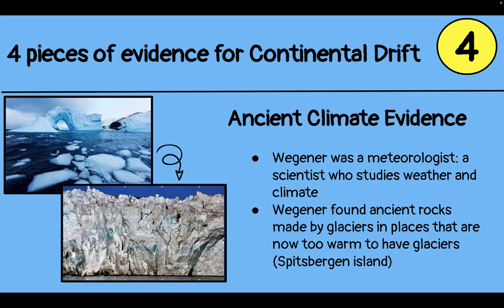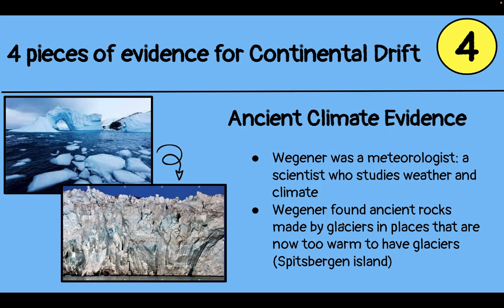Our last piece of evidence is ancient climate evidence. Now, if you remember, climate means what the weather's like over time. So we know that over time, South Dakota can be assumed to be hot in the summer and cold in the winter. That's our climate, how it is. So climate evidence over time is what Mr. Wagner looked at. So it says Wagner was once a meteorologist, a scientist who studied weather and climate.